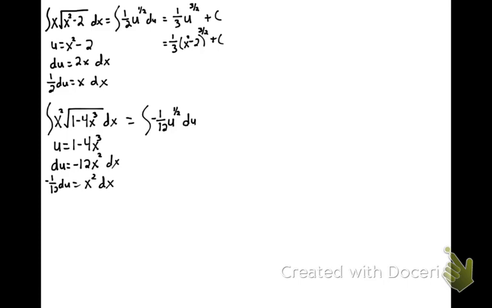When I integrate this, this would have been u to the 3/2 and 2/3 times negative 1/12. It's negative 2 over 36, or negative 1/18, plus c. And converting back in terms of x, negative 1/18 times 1 minus 4x cubed to the 3/2 plus c.